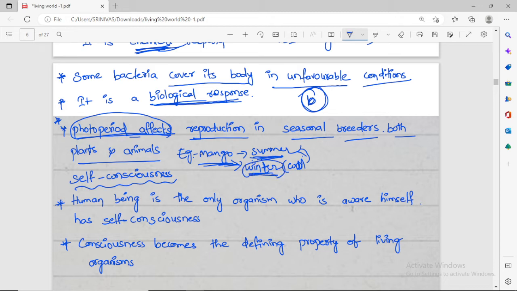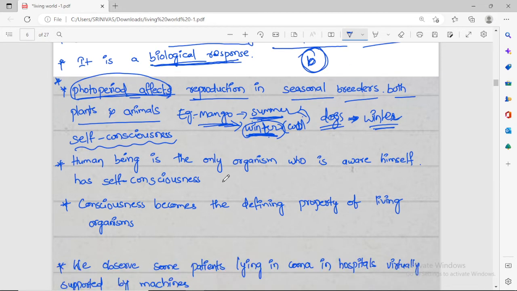In some animals, for example dogs, reproduction is done only in the winter season. Flowers lead to reproduction, to give fruits. Okay. Next. Understood?